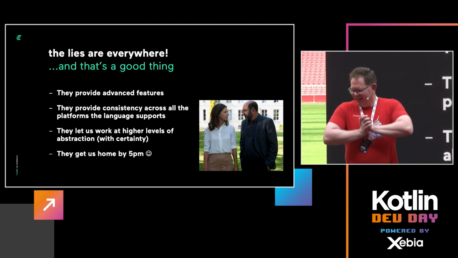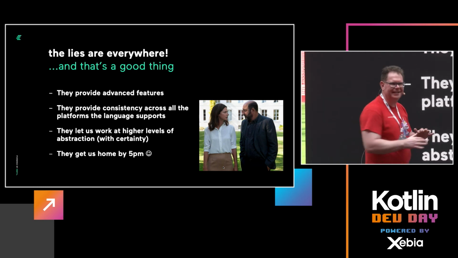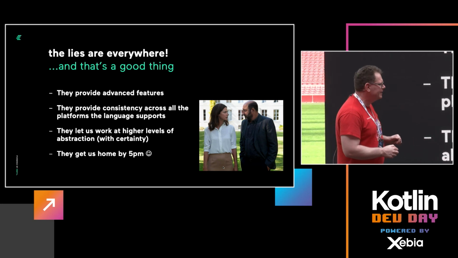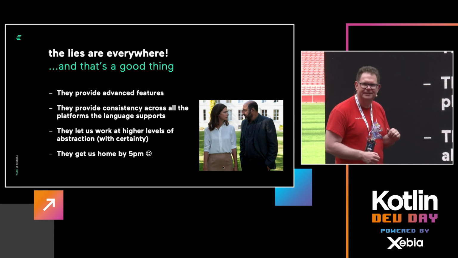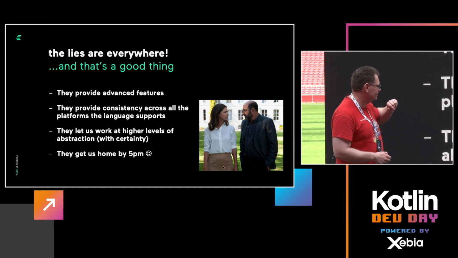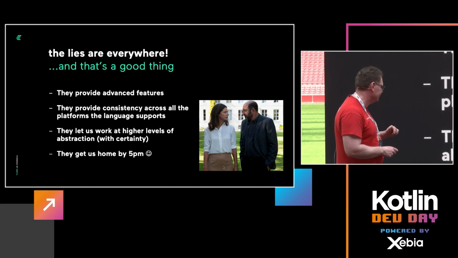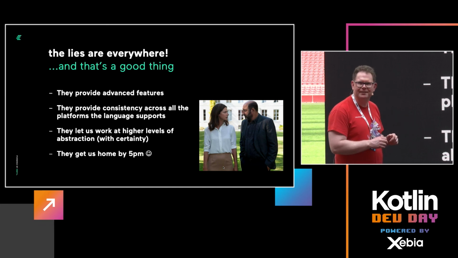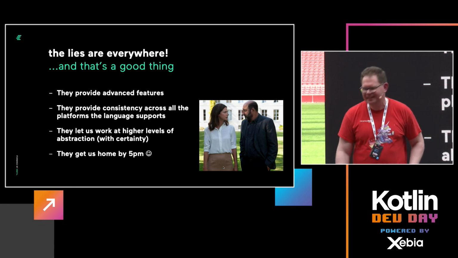So, the lies are everywhere, okay? As we do our Kotlin development, we are surrounded by lies. And that's a good thing, yeah? Because by lying to us, the Kotlin compiler and the compiler plugins and things like the coroutines library and so on, they give us advanced features, yeah? They give us consistency across all the different platforms where you can do Kotlin development. And they let us work at higher levels of abstraction without worrying about what's beneath, okay? And they do us the primary and most important thing that anything in computer science should do, they help us as developers get home by 5 p.m. Okay, so there is no higher goal.